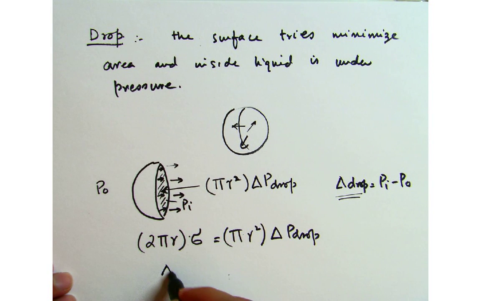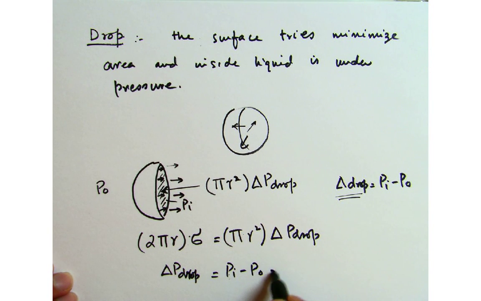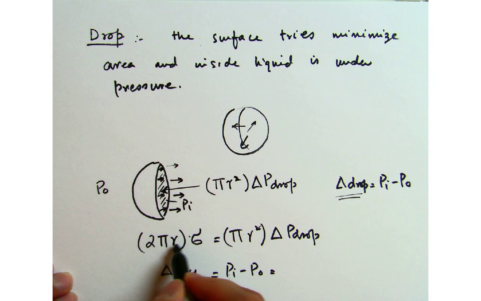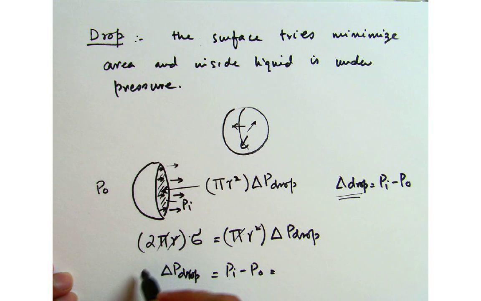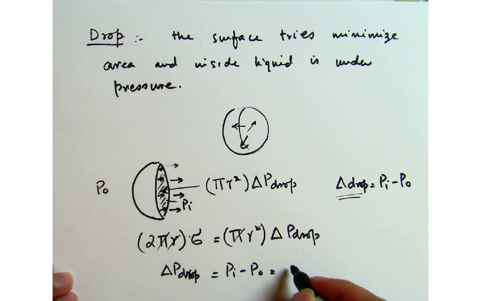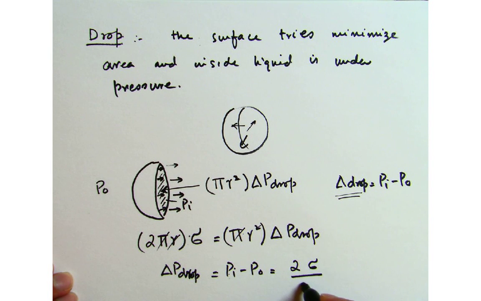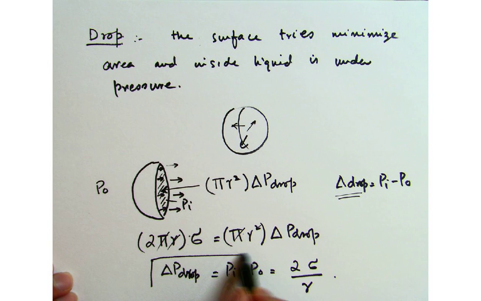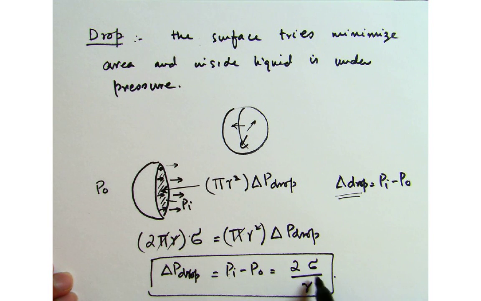So I can find out the pressure difference from the inside to the outside, which is p_i minus p out, and this pi cancels out with this pi, so what we are left with is 2 sigma over R. So the pressure drop inside a droplet is given by this expression, and this is an important expression.